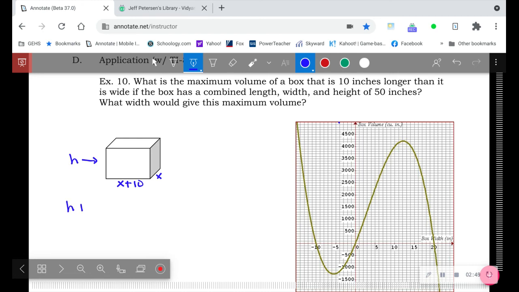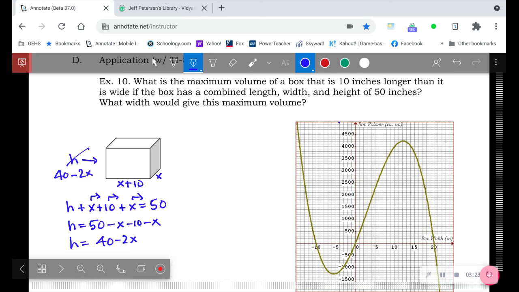So the height plus the length plus the width have to add up to 50 inches. Now, if we solve for h here, we're going to get an expression that's more usable. H is going to be 50, take away x, take away 10, and take away another x. So the h is going to be 40 minus 2x. So that's the height. And I'm going to go ahead and cross this out and just go 40 minus 2x there instead. Quite a bit more useful when I have everything in terms of x.